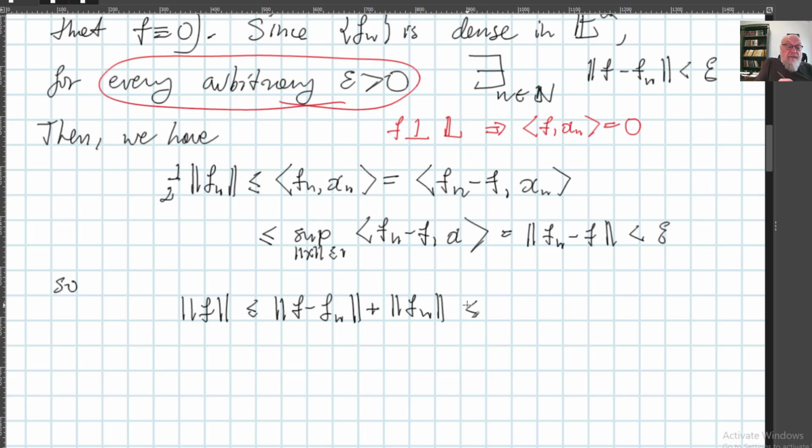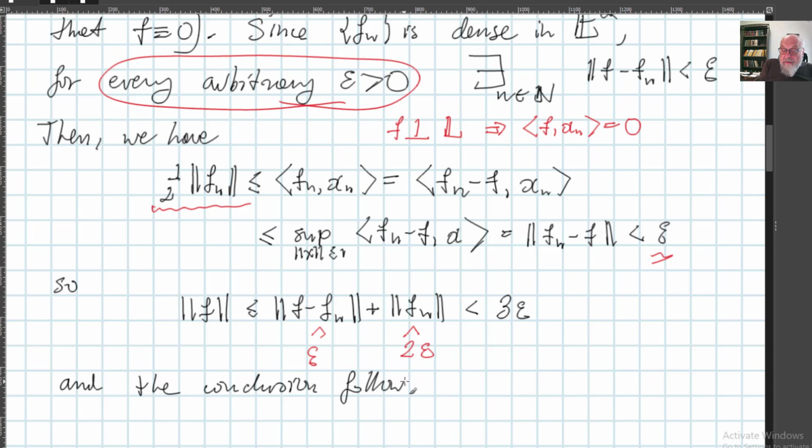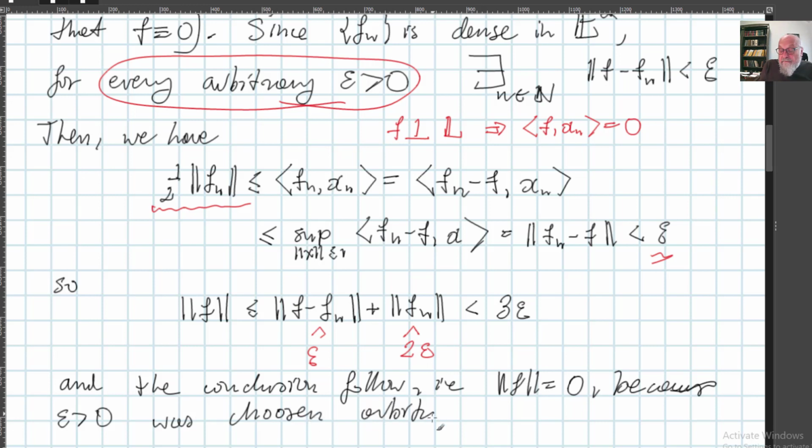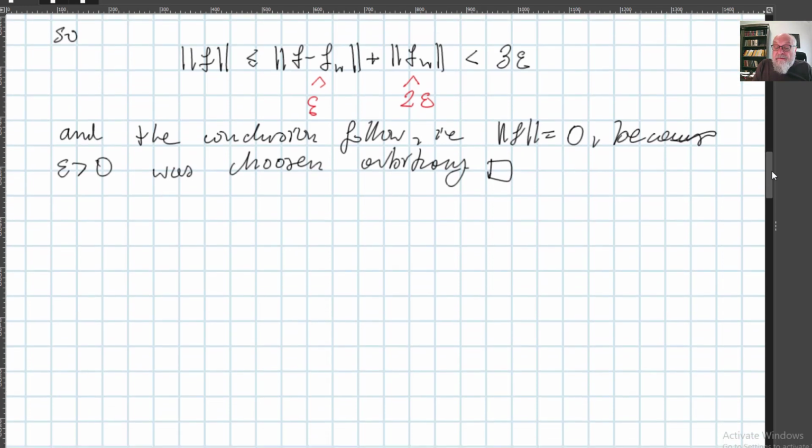Very good. But what do I get here? From the previous line, I'm getting that this one is smaller than 2 epsilon, and that one we chose such that it was smaller than epsilon. So it is smaller than 3 epsilon, and the conclusion follows. That means simply that the norm of F must be equal to 0, because epsilon was chosen arbitrarily. That's it. So we have here the first result of the session.